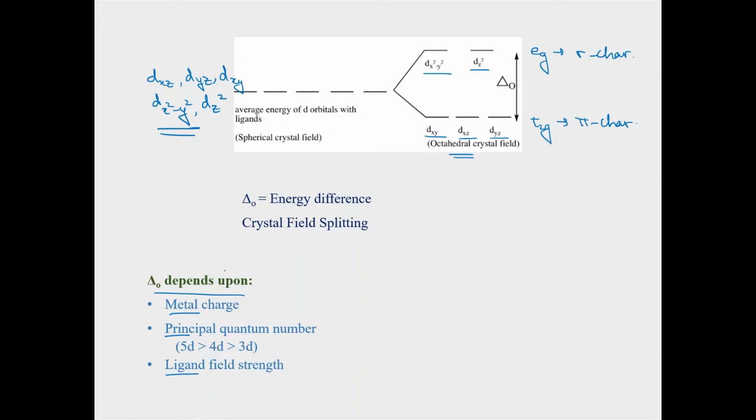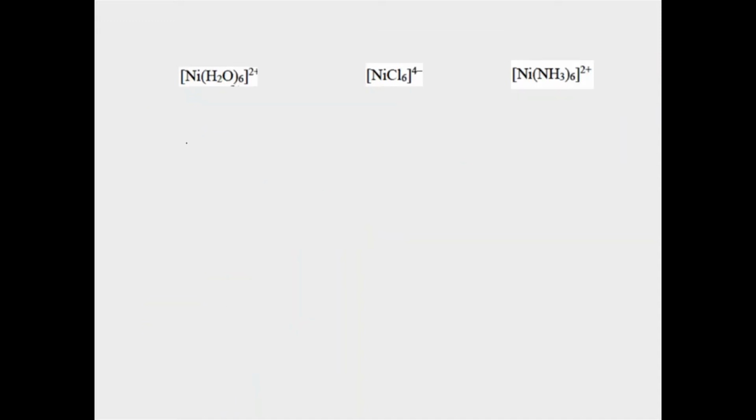So first, let's find out the metal charge for the three given complexes. The three given complexes are [Ni(H2O)6]2+, [NiCl6]4-, and [Ni(NH3)6]2+. If we consider X as the oxidation state of nickel, then X plus 6 times 0, since water is a neutral ligand and carries a charge of 0, is equal to plus 2, and hence X is equal to plus 2. So here the oxidation state of Ni is plus 2.